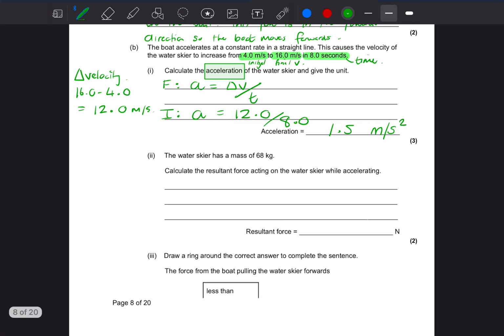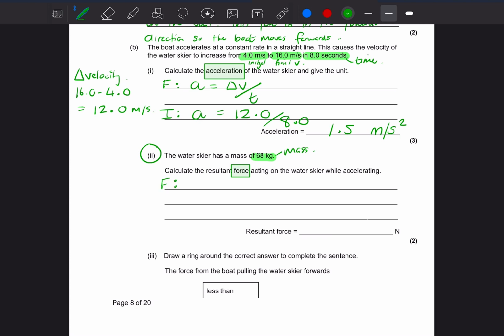All right, next question. The water skier has a mass of 68 kilos. It's going to be another formula. Okay, so we'll label that as mass. Because this is part 2 of the same question, we have to remember that we've got all of the data already from part 1. So we already know the change in velocity, the time taken for that change, and the acceleration. We now also know the mass. So it wants to know the resultant force acting.